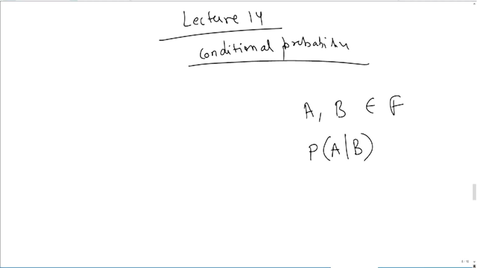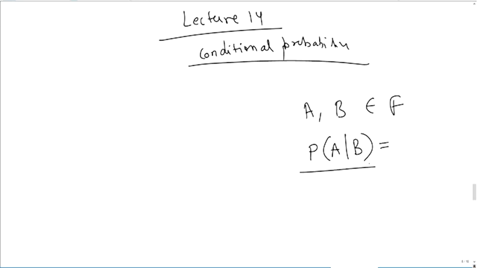But this is the question you can always ask: what is the probability of event A given that event B has already occurred? So there was some event B which has already occurred in the past, and it would have some effect on this new event, event A. And we are asking what is the probability of occurrence of event A given that B has already occurred. So there is a formula for this.